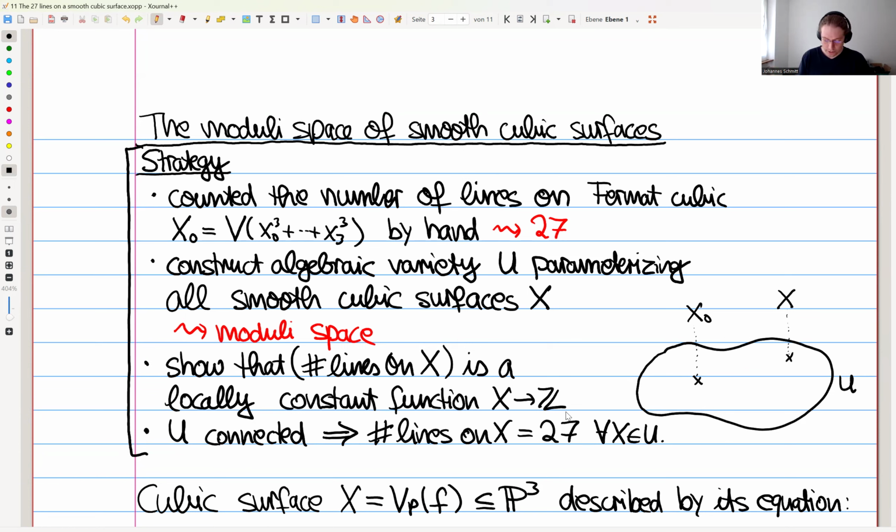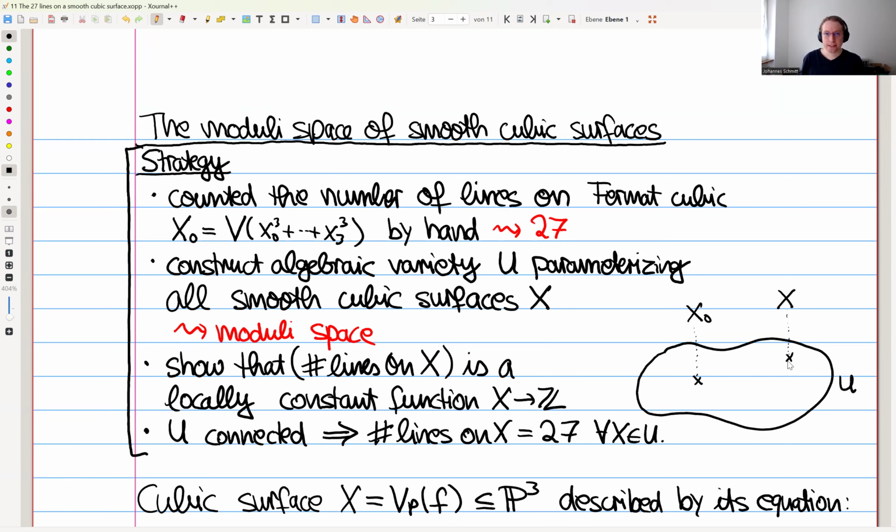So once you know that, and you know that U is connected, then it automatically follows that this locally constant function must actually be constant everywhere. And so to determine the value of this constant function, we just evaluate it at the single point x0. We find it's 27 there, so it must be 27 at any other point. And then we're done. Then we have counted this number. And this is a very powerful technique in enumerative geometry when you count certain geometric objects.